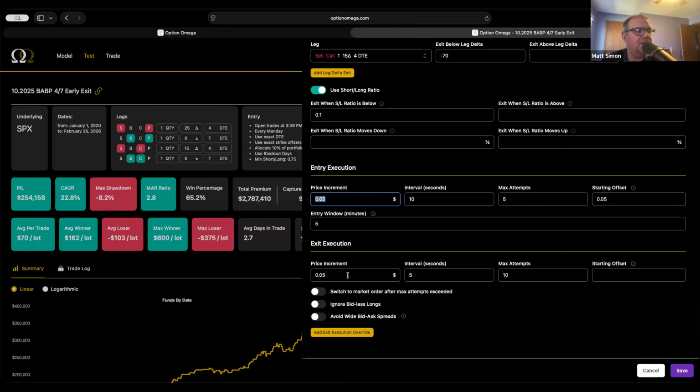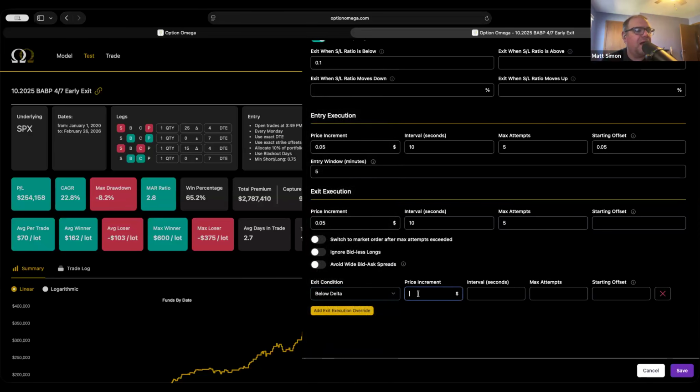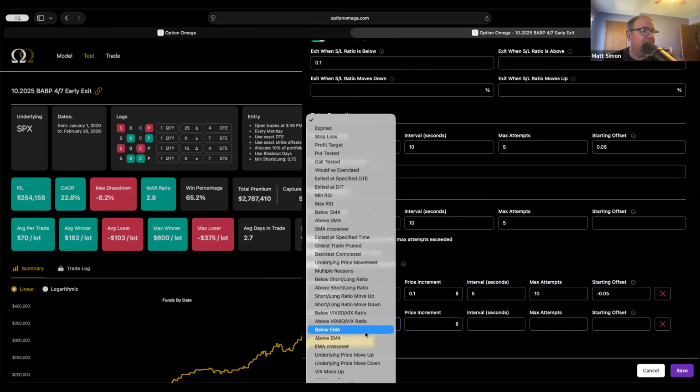Conversely, on the exit, what I might do is leave the normal exit about the same: every 10 seconds, adjust the price 5 cents. But I might add an execution override. So if we're above or below delta, signifying a situation where I want to get out a little bit earlier, I might put a negative offset and just say, hey, every 5 seconds, adjust the price 10 cents. And what that would do is, in a below delta type exit or an above delta type exit.